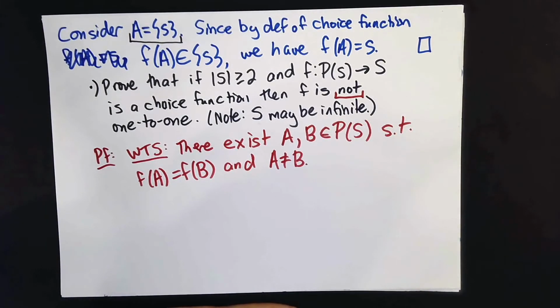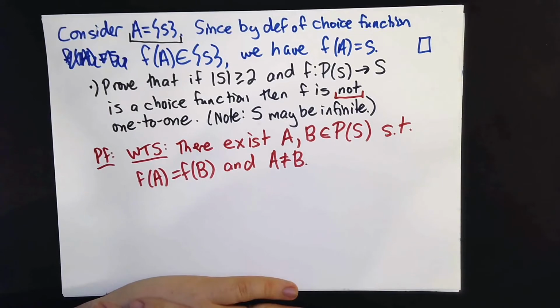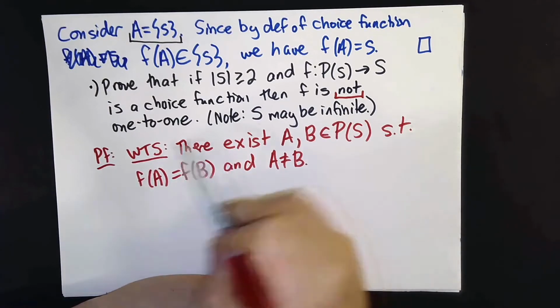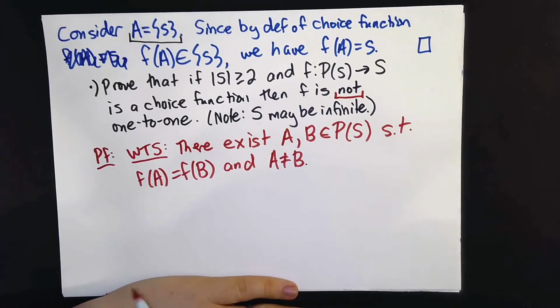Remember, being 1-to-1 is the if-then statement. If f of a equals f of b, then a equals b. And so when we negate it, we get to keep the if part, because when you negate an if-then statement, you keep the if part, and then you negate the then part, and add an and between them. So this is our negation of 1-to-1.